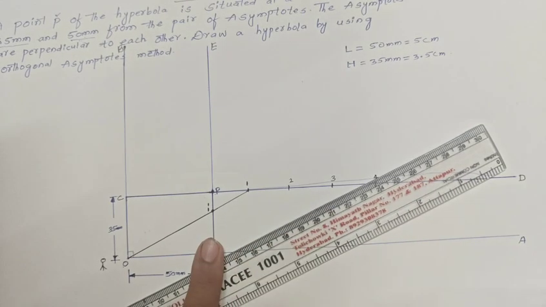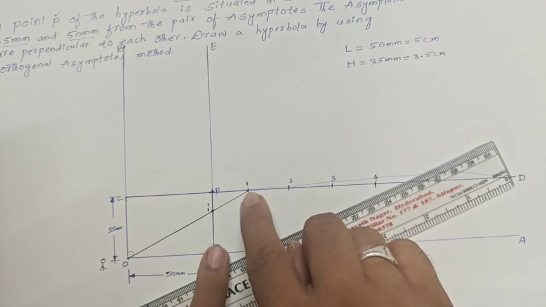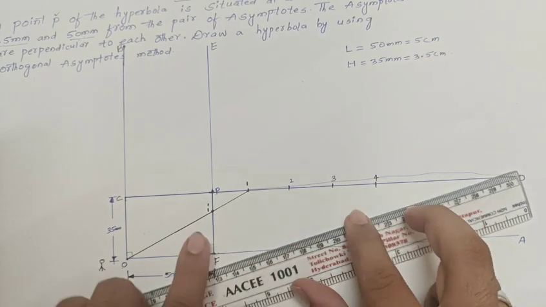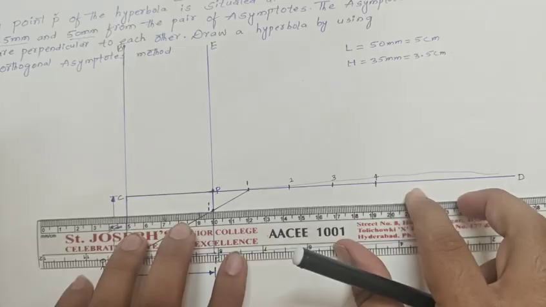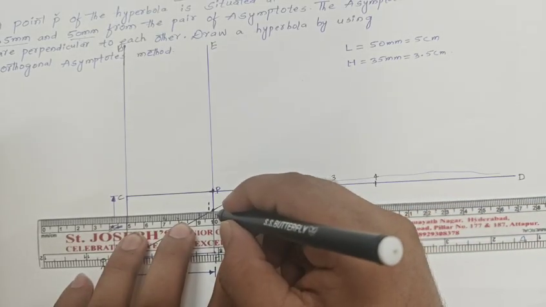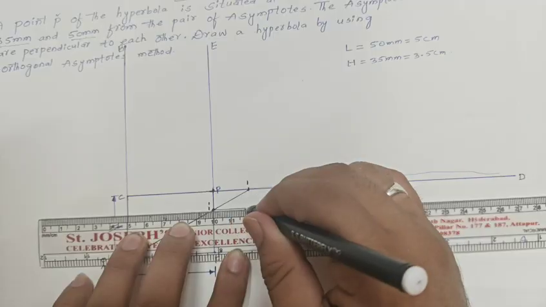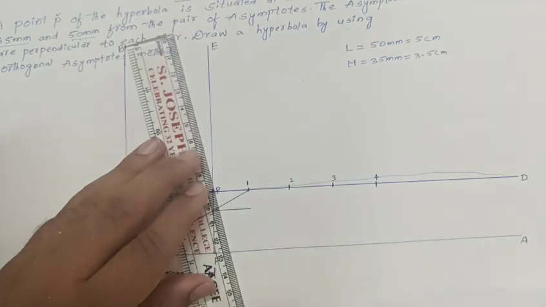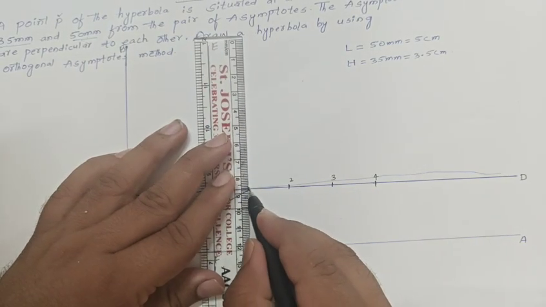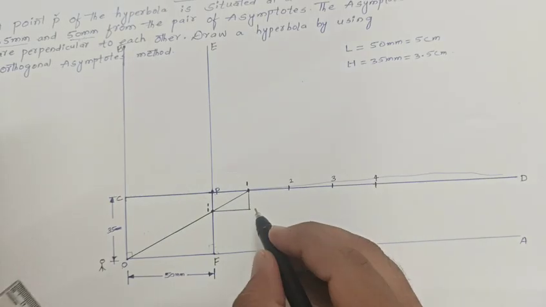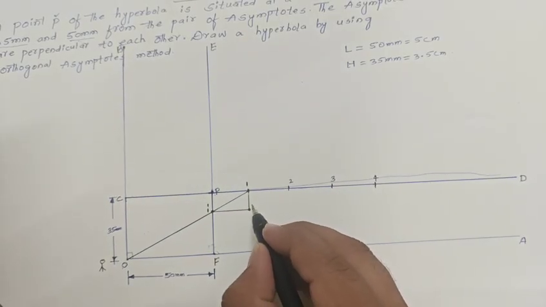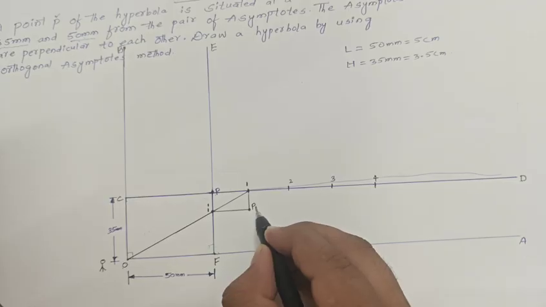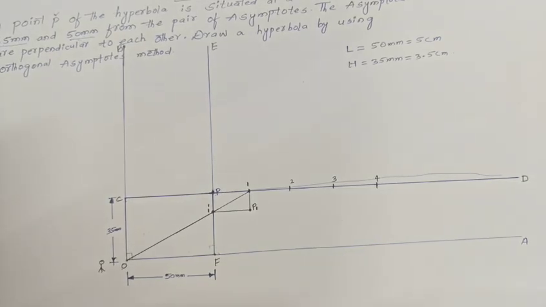What we can say here? 1 dash. This is touching the 1 line. So what we can say? 1 dash. From this point, you need to draw one horizontal line because what we want? Perpendicular. Is it right? Draw the horizontal line and draw the vertical line. Both lines will intersect at this point. So this point is called P1.